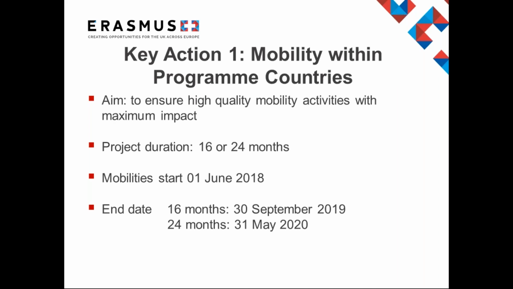The duration of a project under Key Action 1 mobility between programme countries is 16 or 24 months, and the start date for 2018 Key Action 103 mobilities is the 1st of June 2018. On screen in the final bullet point, you can see the project end dates depending on the duration selected in the application form.